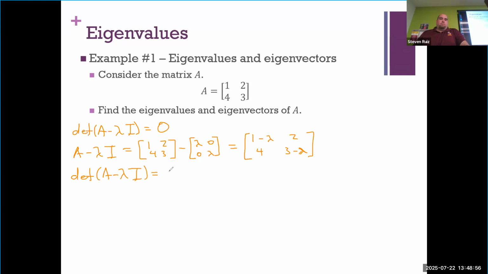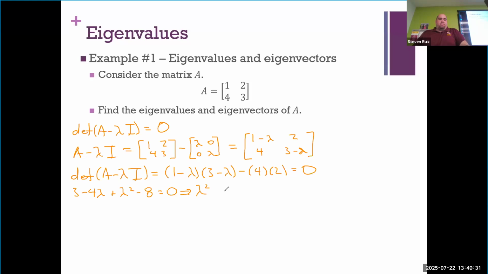Top left times the bottom right. Okay, so 1 minus lambda times 3 minus lambda, minus 4 times 2, and that equals 0. So let's do some distributing. 3 minus 3 lambda minus lambda, so minus 4 lambda plus lambda squared minus 8 equals 0.